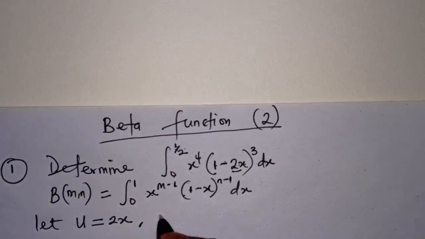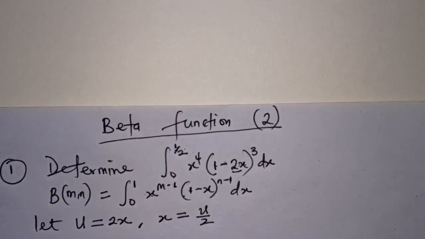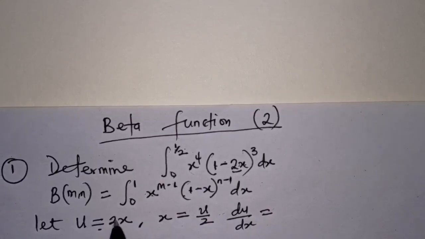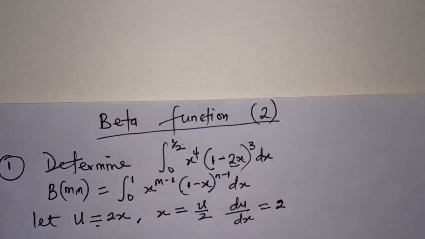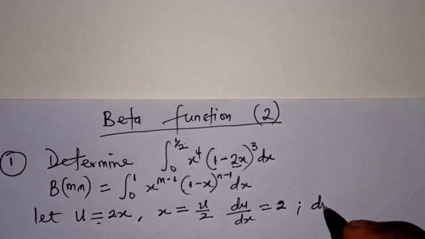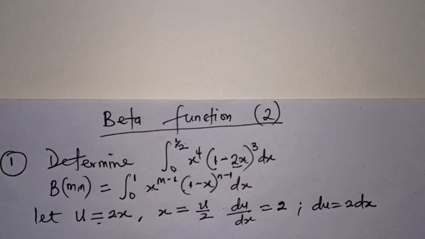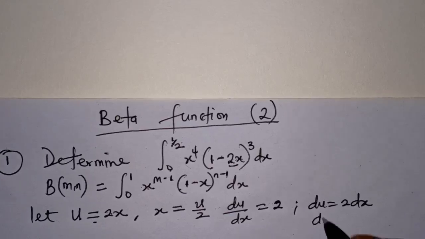Now, if I make x the subject of the formula, x will be equal to u over 2. And if I differentiate u with respect to x from here, it will be equal to 2. So cross multiplying will lead me to du equal to 2 dx. And if I make dx the subject of the formula, dx is equal to du over 2.